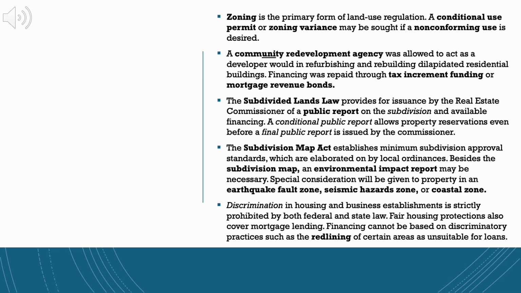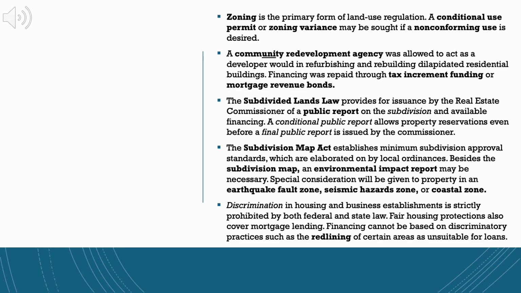The Subdivided Lands Law provides for issuance by the Real Estate Commissioner of a public report on the subdivision and available financing. A conditional public report allows property reservations even before a final public report is issued by the Commissioner. The Subdivision Map Act establishes minimum subdivision approval standards, which are elaborated on by local ordinances. Besides the subdivision map, an environmental impact report may be necessary. Special consideration will be given to property in an earthquake fault zone, seismic hazard zone, or coastal zone.